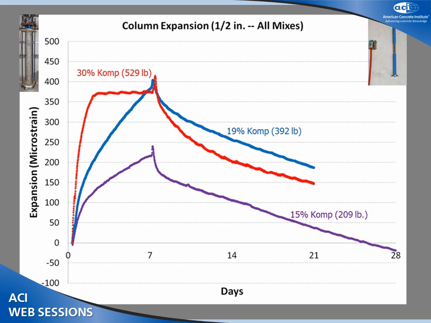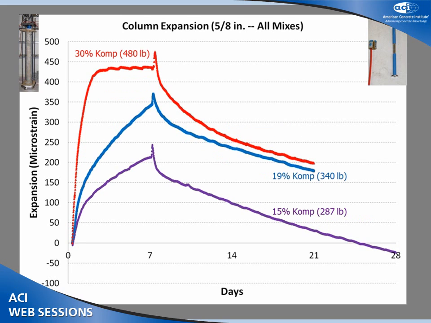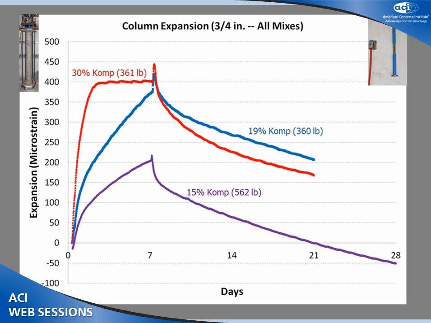Shown here is an overlay for the mixes for half-inch restraint expansion. 30% component gives the highest expansion, followed by 19 and 15, also shown on the pre-compression loads. Similar overlay for 5/8 inch rods, with 30% giving the highest expansion and 15% the lowest. And finally, an overlay for 3/4 inch for all mixes, and a similar stratification.